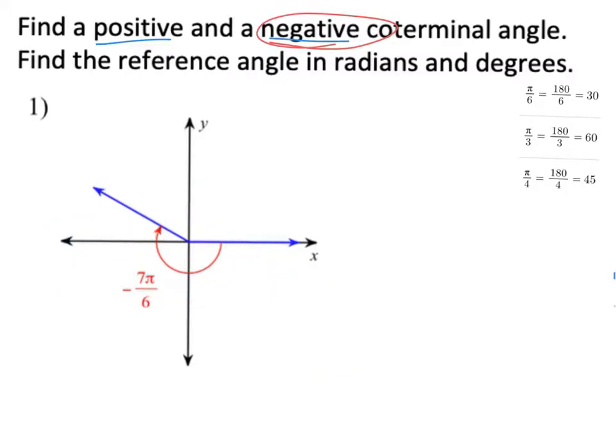So next we're going to talk about the reference angle. And remember that a reference angle is always a positive acute angle. Acute means less than 90 degrees. That can represent an angle of any measure.